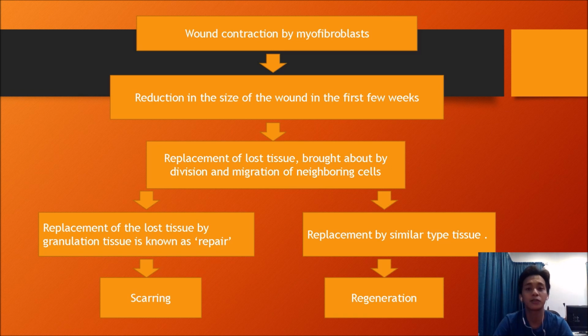Now let's talk about the process of healing. It consists of wound contraction by myofibroblasts, which have characteristics of small muscle cells. This contraction will cause a reduction in the size of the wound in the first few weeks, and lost tissue will be replaced, along with division and migration of neighboring cells. If the lost tissue is replaced by granulation tissue, it is known as repair, which also results in scarring. However, if the lost tissue is replaced by a similar type of tissue, it is known as regeneration. This allows damaged tissues to regain their integrity and functionality after an injury.